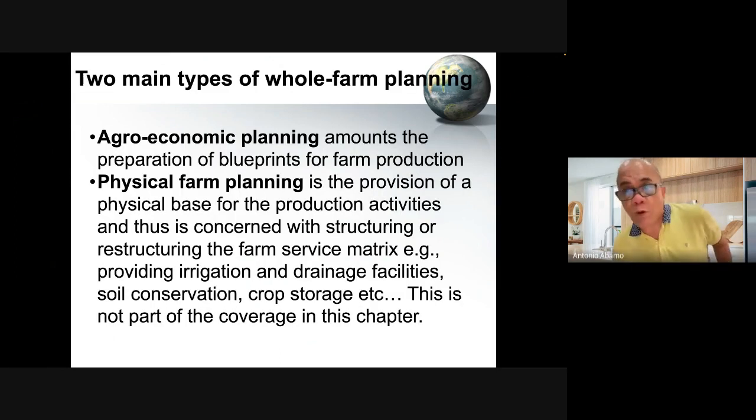So there are two main types of whole farm planning. One is agronomic, the other is physical farm planning. In physical farm planning, you also have provisions for physical based production activities and also structuring farm services, irrigation, etc. Even the type of crop to be planted. So that is what we mean by physical planning. Maybe the farm layout you're going to change, maybe the kind of intercropping that you need to change. Maybe the market also can be part of physical planning.